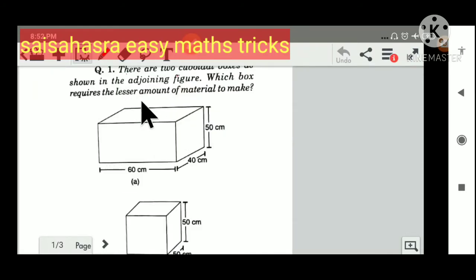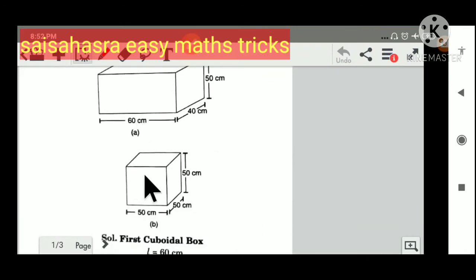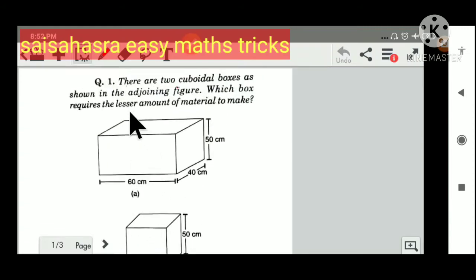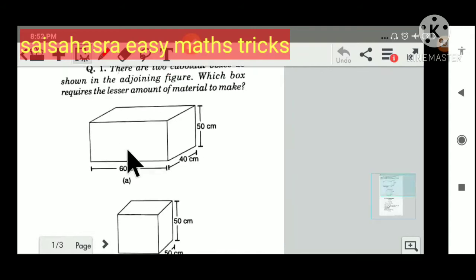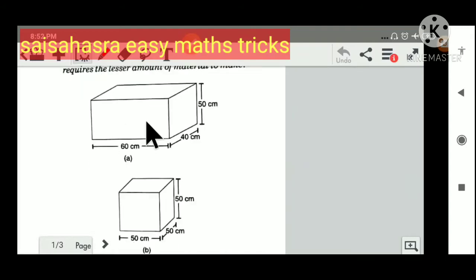To answer this question, we need to find out the total surface area of this box and total surface area of this box separately, and by comparing both the answers we can write the conclusion line of this question. If you want to find out the total surface area of this cuboid, we must know what is length, what is breadth, and what is height.